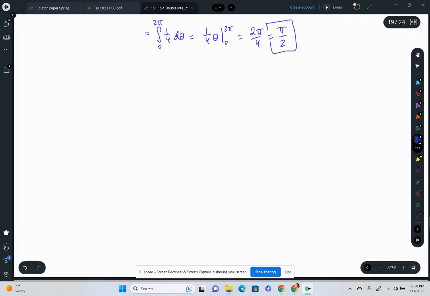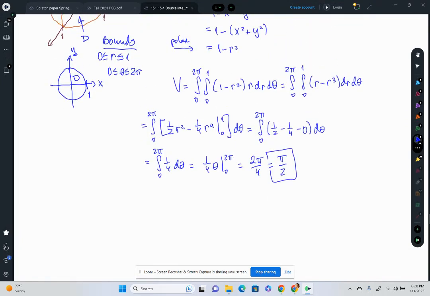Okay, so that concludes the examples for 15.3. Next time we'll take a look at 15.4, where we're dealing with applications. Please reach out if you have any questions.